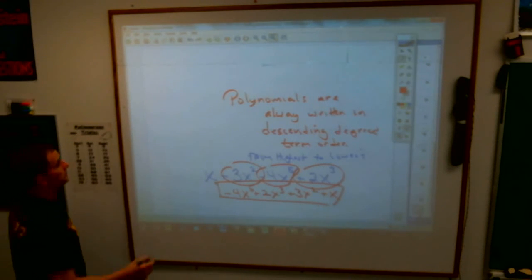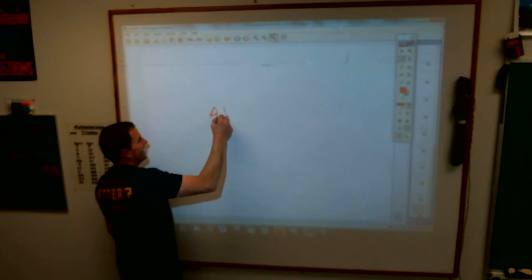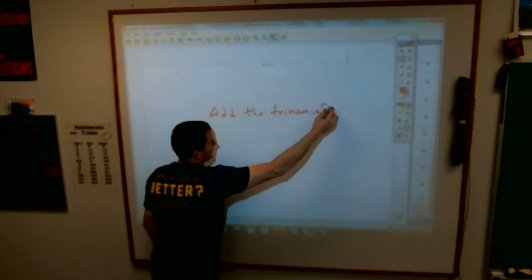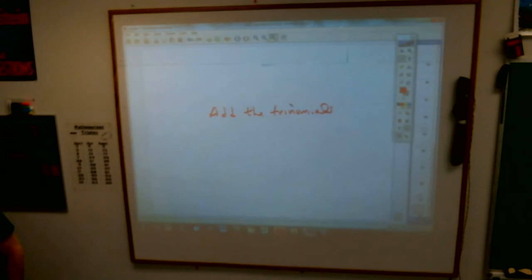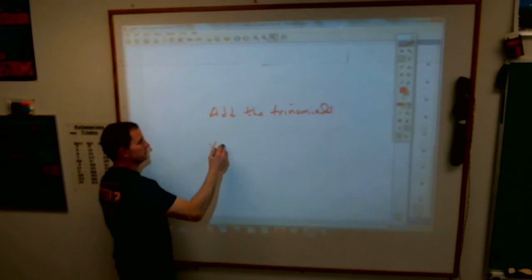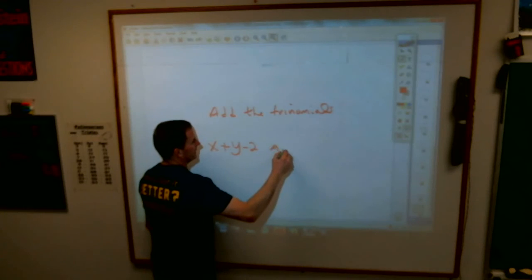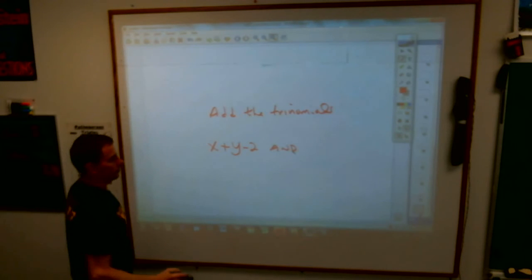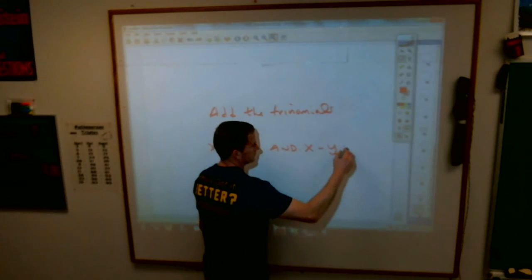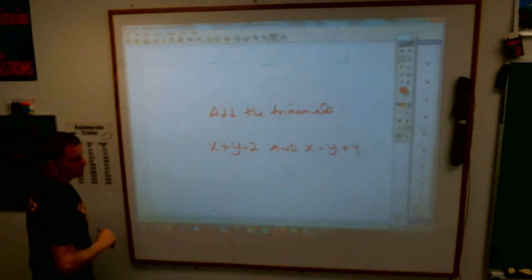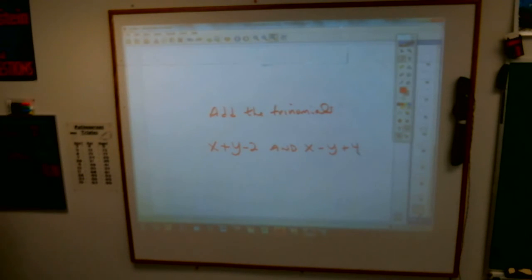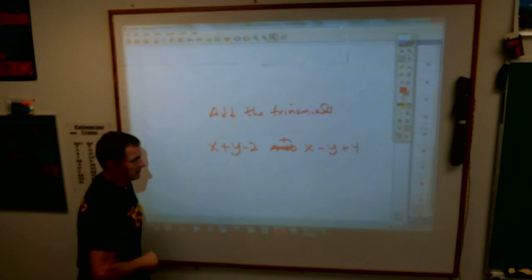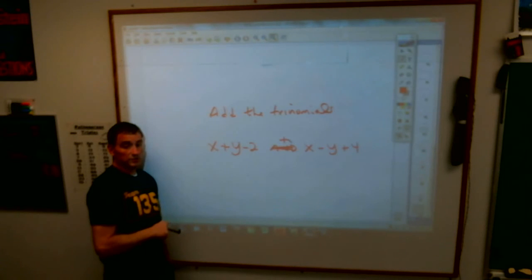One more example here. From the book, this says, add the trinomials. Let's say you have this, x plus y minus 2, and you're adding that to x minus y plus 4. What would you get if you added those together? By the way, what if I just put a plus sign here, that'd be the same thing. What can I put together? Where are the like terms?